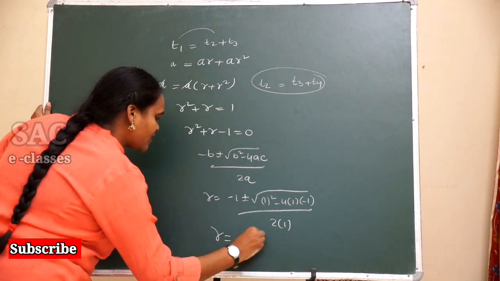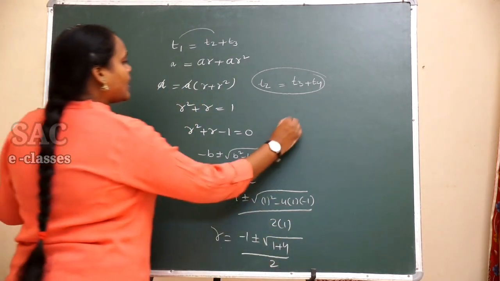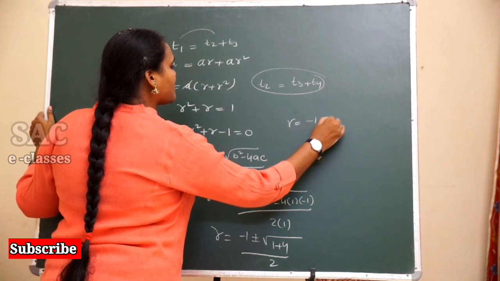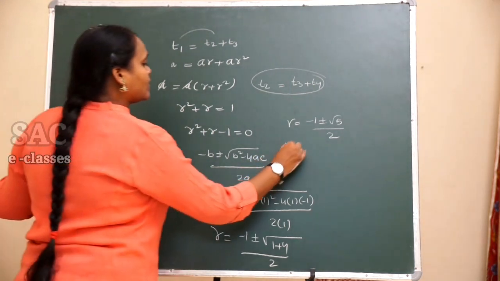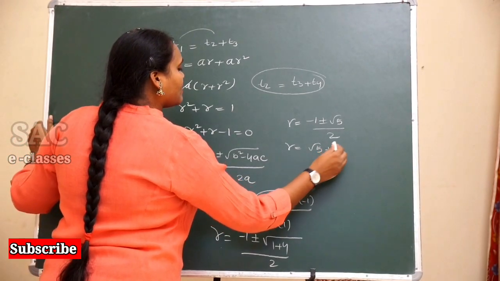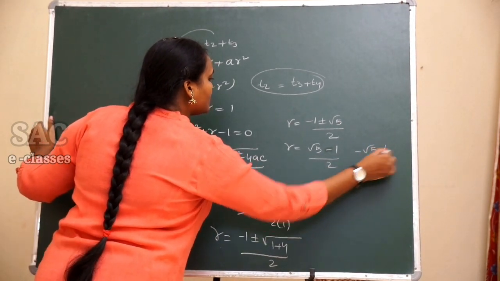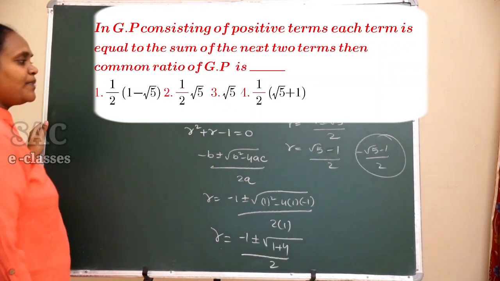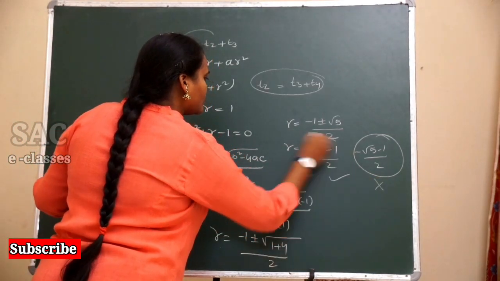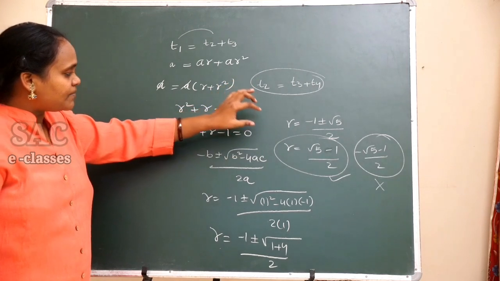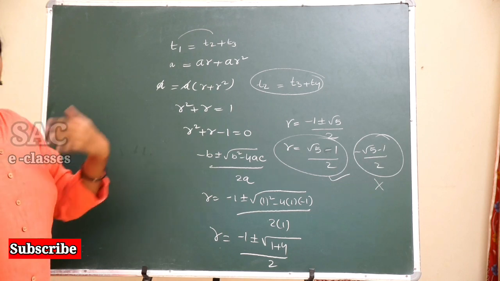r equal to minus 1 plus or minus root over 1 plus 4, by 2. Clearly, r is equal to minus 1 plus or minus root 5 by 2. So r is equal to root 5 minus 1 by 2 or minus root 5 minus 1 by 2. But they said clearly that the GP is formed by positive terms. The ratio cannot be negative. So the common ratio of that particular GP is root 5 minus 1 by 2. This is the first problem we have discussed. Let us move to the next problem.